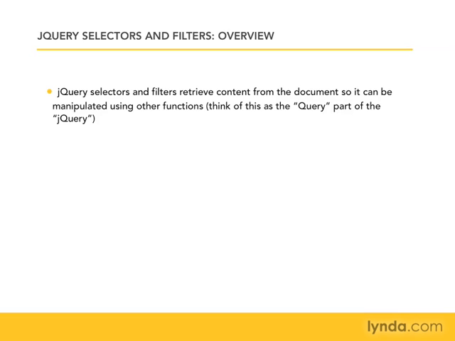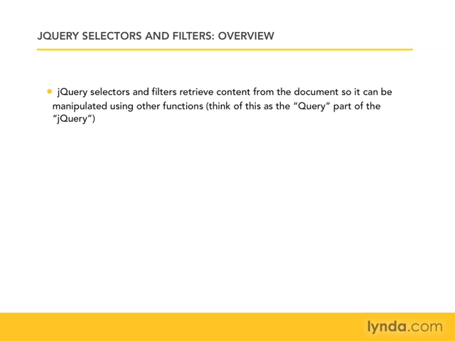We're going to start by looking at the selectors and filters feature of jQuery. jQuery's selectors and filters do essentially exactly what their name implies that they do. They select content from the document so that it can be manipulated using other functions, either jQuery functions or native built-in JavaScript functions. And you can think of jQuery selectors and filters as the query part of jQuery.